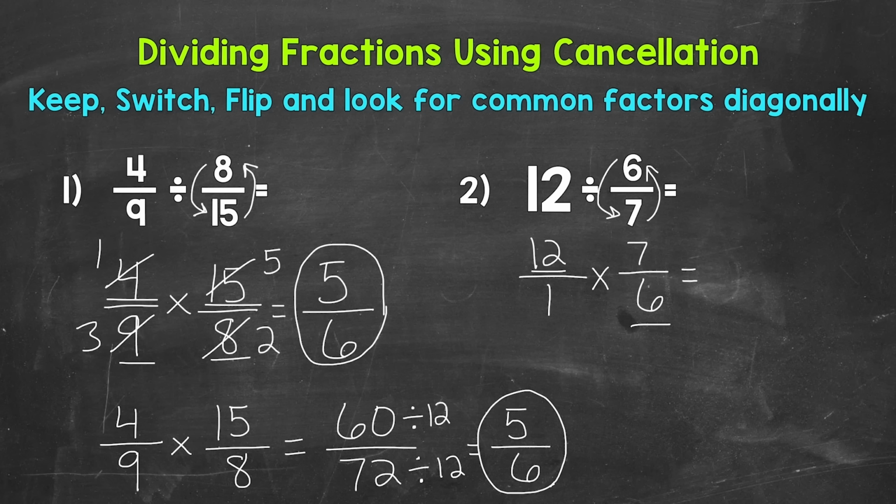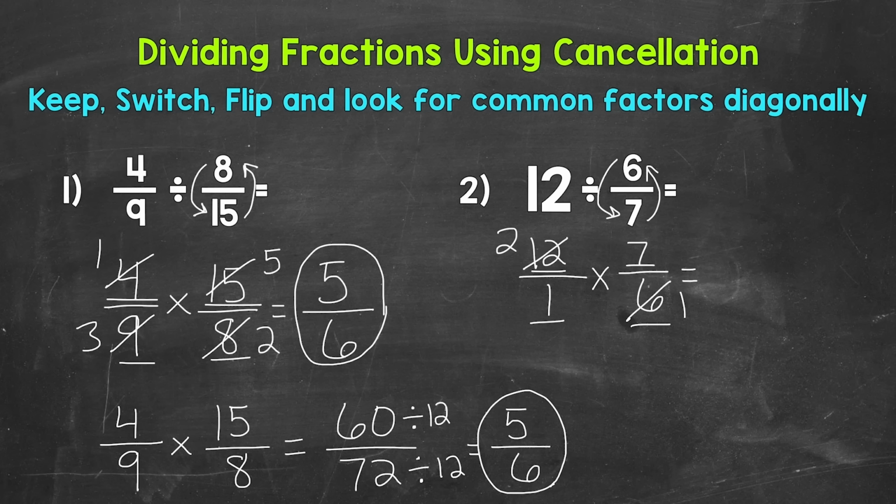Yes, 6 is the greatest common factor between 12 and 6, so let's divide by 6. 12 divided by 6 is 2. 6 divided by 6 is 1. Now let's take a look at 1 and 7. Are there any common factors between 1 and 7 other than 1 that we can divide by? No, so we can't use cancellation going that way.